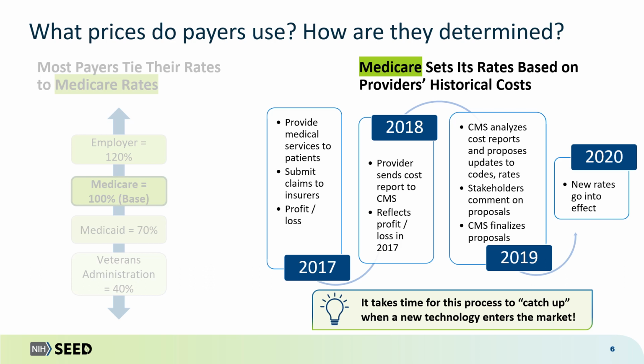Stakeholders do have an opportunity to provide comments on those new proposals, and based on those comments, CMS incorporates those into the proposal and then finalizes it. And lastly, a new rate goes into effect. And that's why we say it takes time for this process to catch up, roughly 4 years. And this is especially the case when a new technology enters the market.